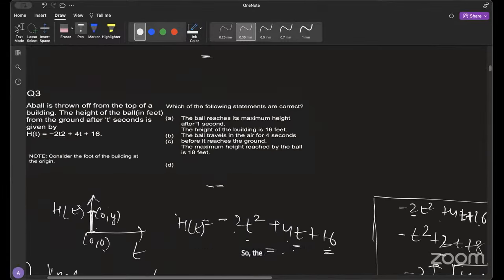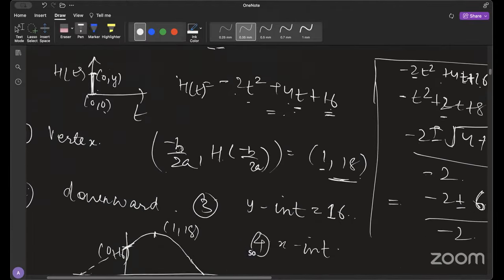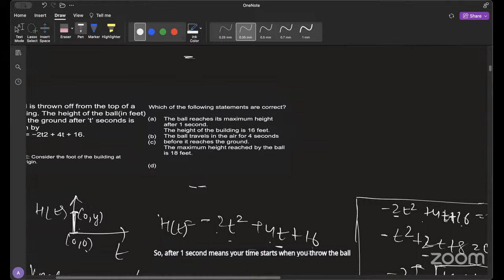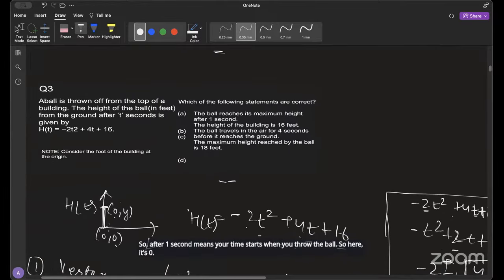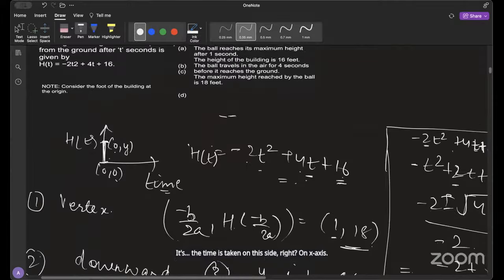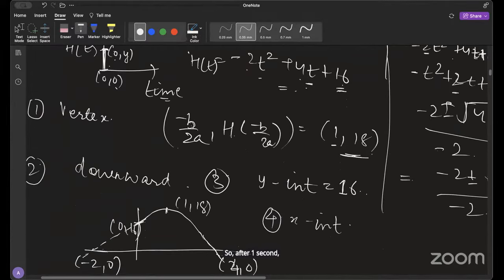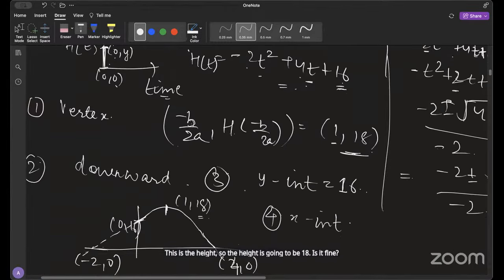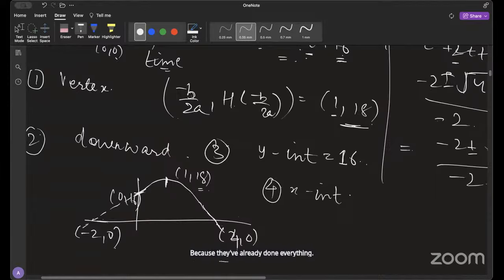So the first option is the ball reaches its maximum height after 1 second. After 1 second means your time starts when you throw the ball. So here it's 0. The time is taken on this side, right? On the x-axis. So after 1 second, this is the height. So the height is going to be 18 meters, because we've already done everything.